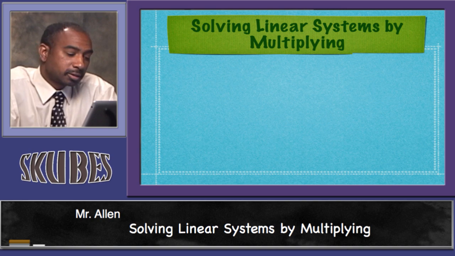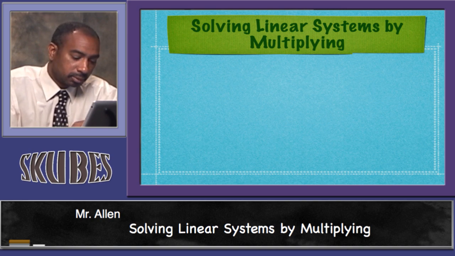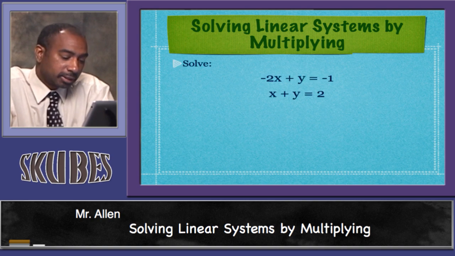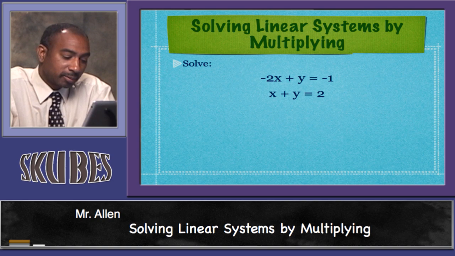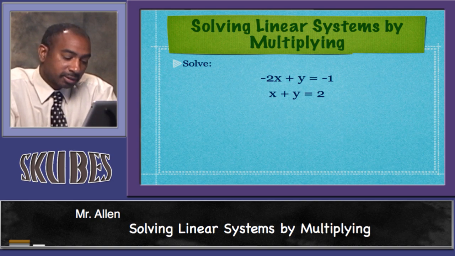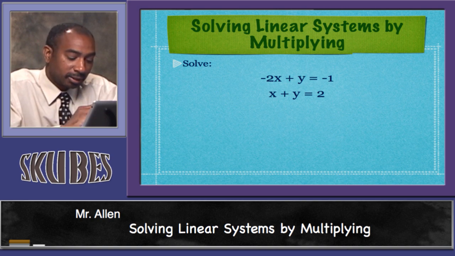Our today's lesson is solving linear systems by multiplying. Now recall when we hit the lesson on adding and subtracting that we had to eliminate one of the variables. But now in this case we don't have a pair of opposites. I had a similar problem on the other lesson like that.